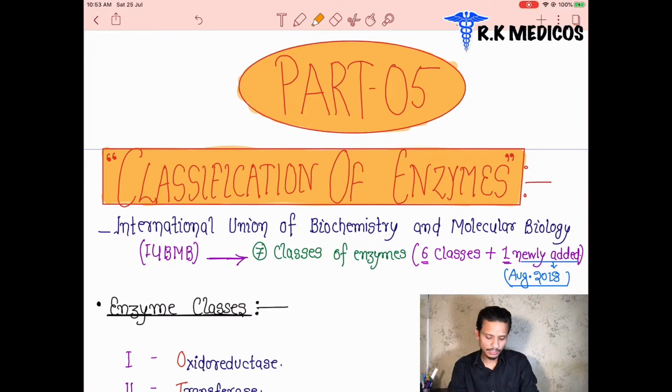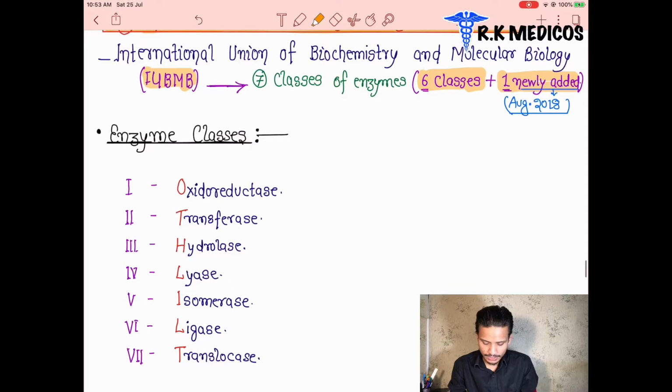The first one is the International Union of Biochemistry and Molecular Biology, also called the IUBMB. They initially classified 6 classes of enzymes, but recently, in August 2018, one new class was added: translocase, on the 7th number. The enzyme classes are basically 7 now, and many books still write 6 classes, but for now there are 7.